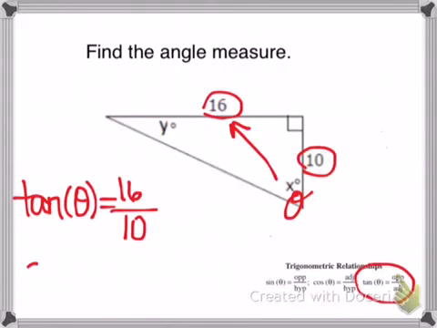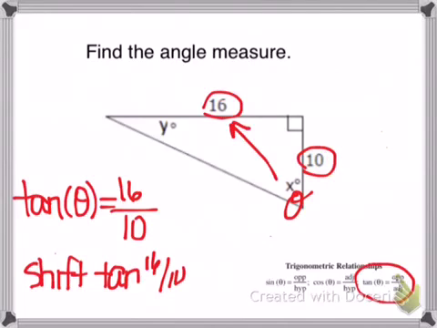So again, whenever I want to find the angle, I press shift, tangent, 16 over 10. And my answer is 57.99. So x is going to be 58 degrees.